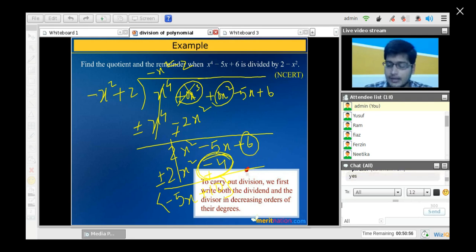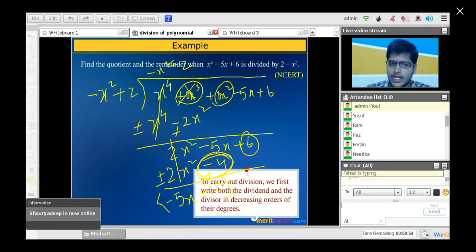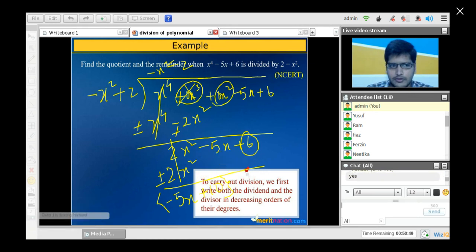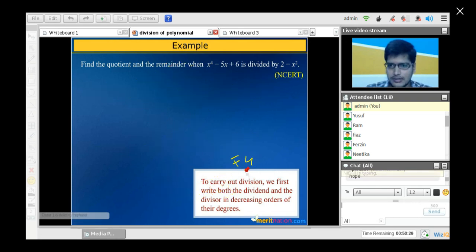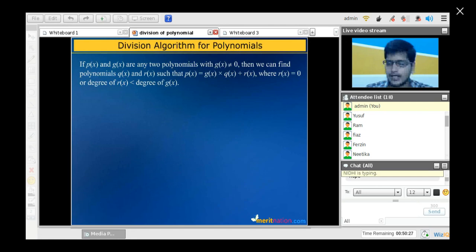You should write 4 under 6. Yes, that's a good idea, Akshal. That's absolutely correct. I should write 4 under 6. That would be much better for you to understand. Minus plus 4. Yes, Chandana, absolutely. That's a correct method actually. Now everyone of you is clear with this? No more doubts? Then let me go to the important concept, that is the division algorithm for polynomials.